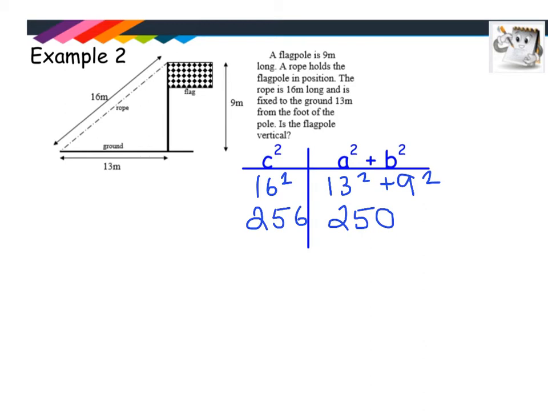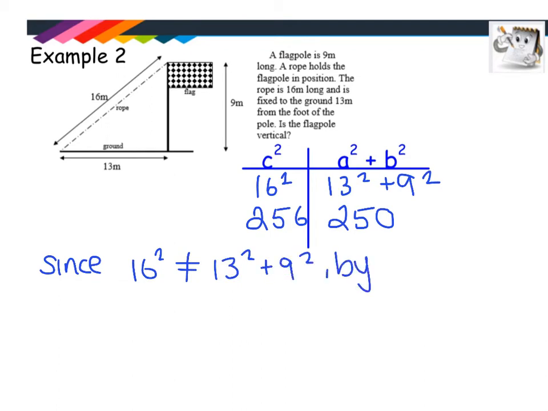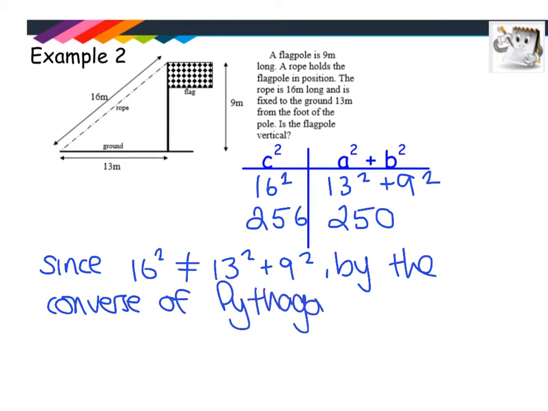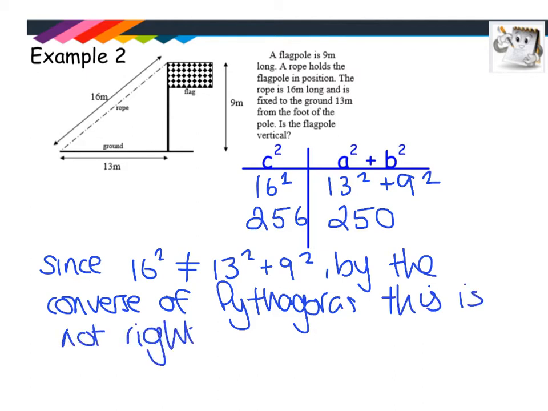So our statement this time will be, since 16 squared does not equal, so an equal sign with a line through it, does not equal 13 squared plus 9 squared, by the converse of Pythagoras, this is not a right angle triangle.